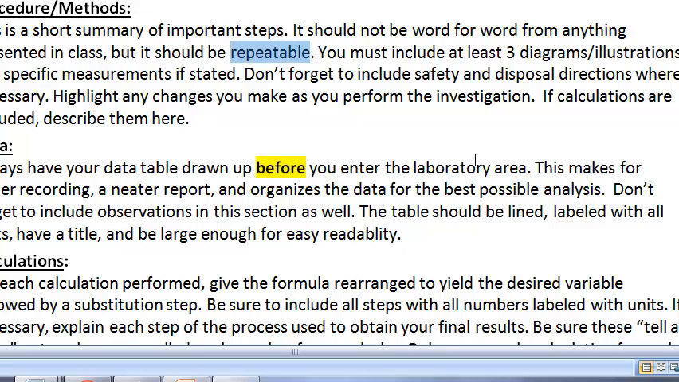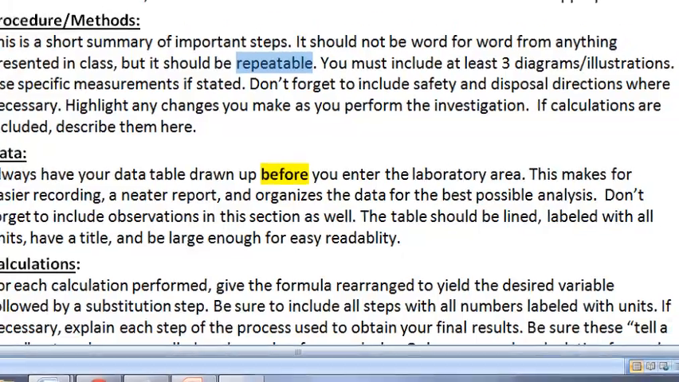If you have any observations of the eggs as you've been collecting data, you could add that to the section. Make sure the data table has lines, all the units are labeled, it has a title, and it's big enough. So lots of things to think about here.